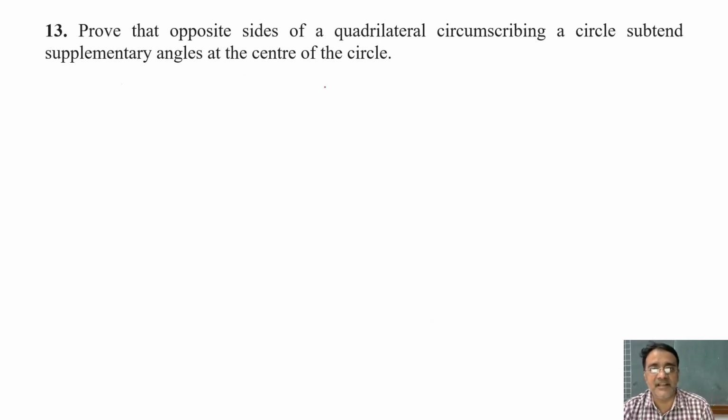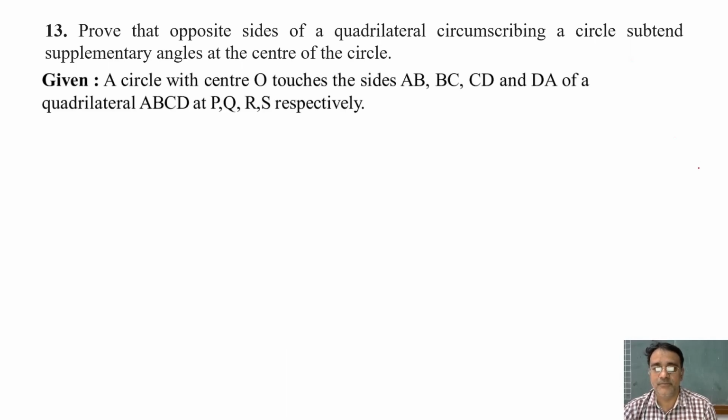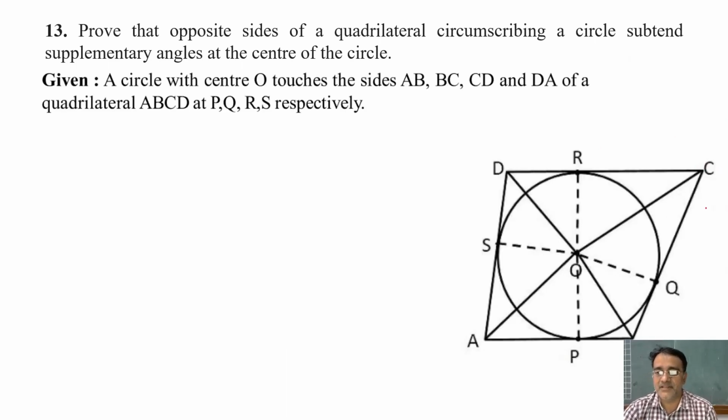Prove that opposite sides of a quadrilateral circumscribing a circle subtend supplementary angles at the center of the circle. So पहले तो एक डायग्राम बना लेते हैं. See carefully, AB और DC opposite sides हैं. So the angle made by this opposite side is these two angles, and what we have to show is that these two angles are supplementary. Similarly, another pair AD and BC, and these two sides subtend angle at the center, these two angles, and we have to show that these two angles are also supplementary.